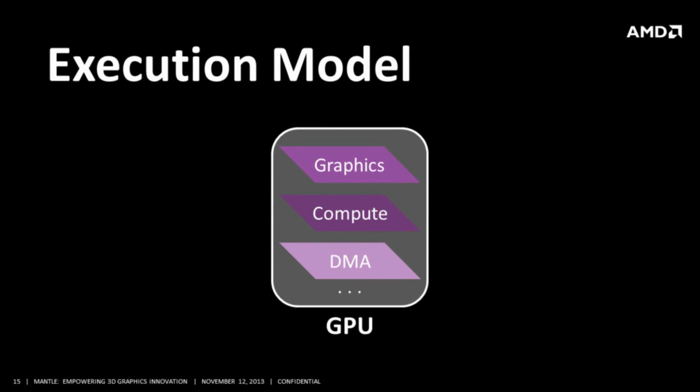So one fundamental feature of Mantle is its execution model. And in the spirit of simplicity and getting out of your way, our execution model is based heavily on the execution model of a modern GPU. In a modern GPU, you have a number of engines that execute commands in parallel. So you have a graphics engine. You can have one or many asynchronous compute engines, a DMA engine, multimedia, whatever.